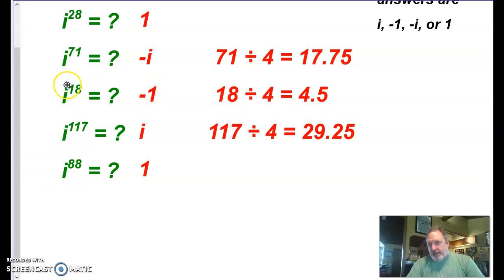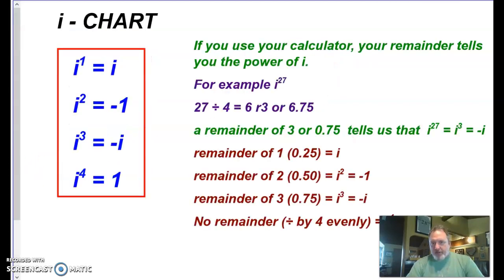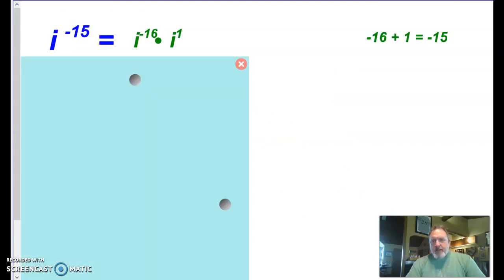But again, when you get these big numbers, divide by 4, your decimal here will dictate or tell you where you're at. When in doubt, go back to this slide right here to help you out. All right, these are a little different because now we've got negative numbers. And what we want to do here, what you'll see, is I'm going to take a multiple of 4 and add a positive number to that to get back to negative 15.